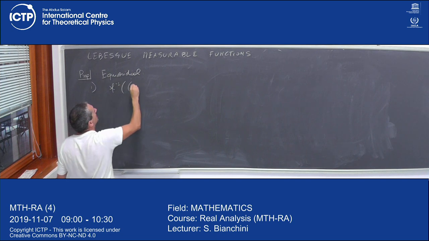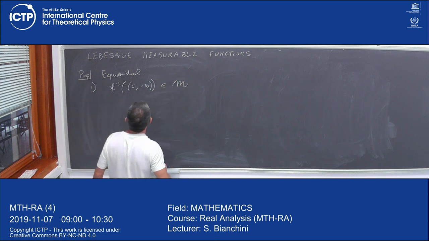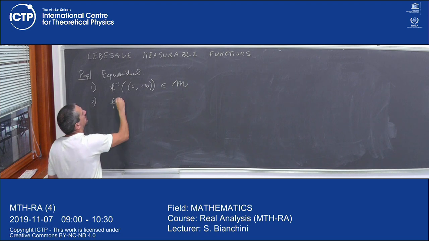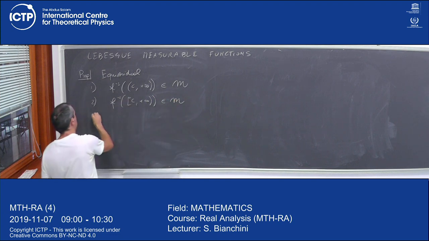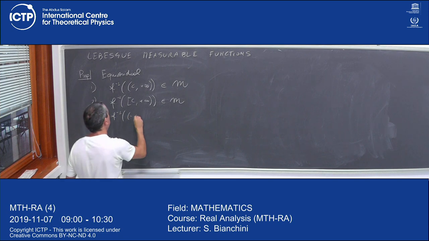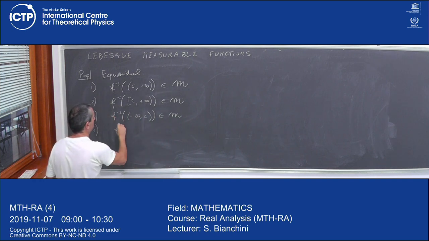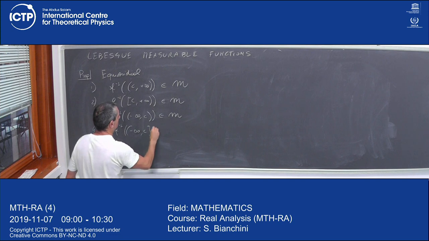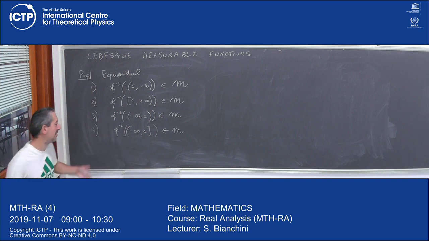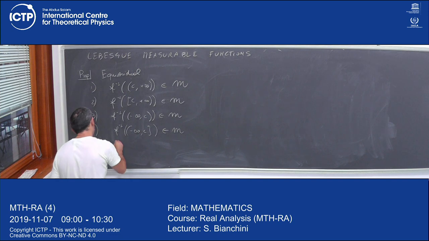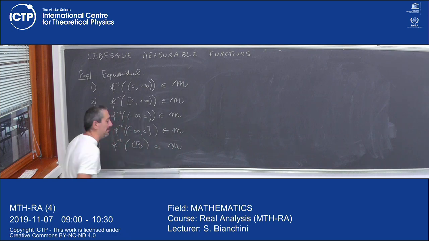One, f to the minus one of (c, plus infinity) is measurable. Two, f to the minus one of [c, plus infinity) closed is measurable. All the conditions you can imagine: f to the minus one of (minus infinity, c) is measurable. f to the minus one of (minus infinity, c] closed is measurable. I can go on, I can take intersections, it doesn't matter. And then, let's say phi: f to the minus one of the Borel sets is measurable. It's contained in M. This is now correct.